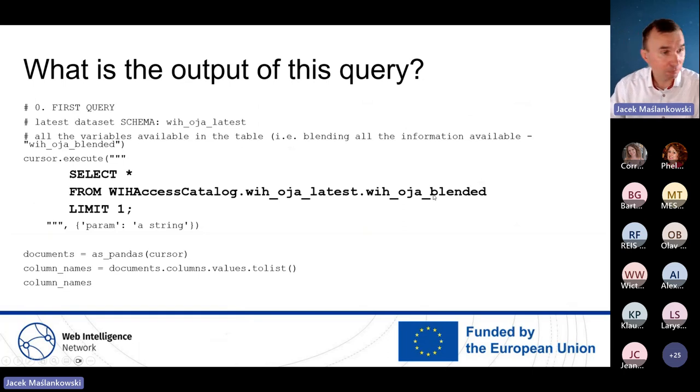Just a moment, I will copy and paste this code. This is the last copy and paste for today, but I would like to explain first. We are using the cursor to execute this select. It will select all columns, not all data. Students, usually when I ask what the asterisk is, say all data, but it is not all data. It is all columns from this table, OJA blended, limit one. So there will be only one row selected. Limit one means one row.